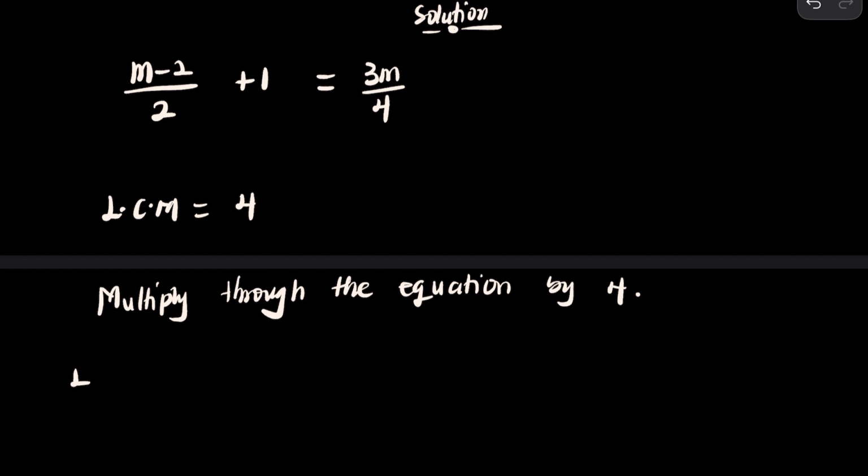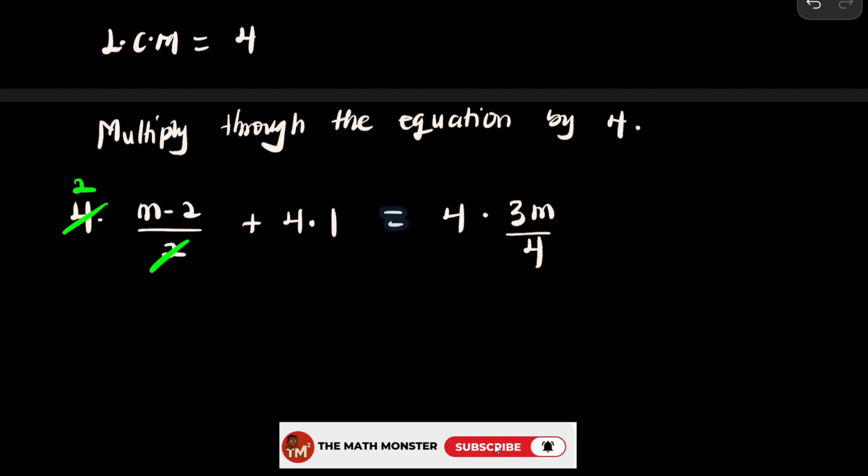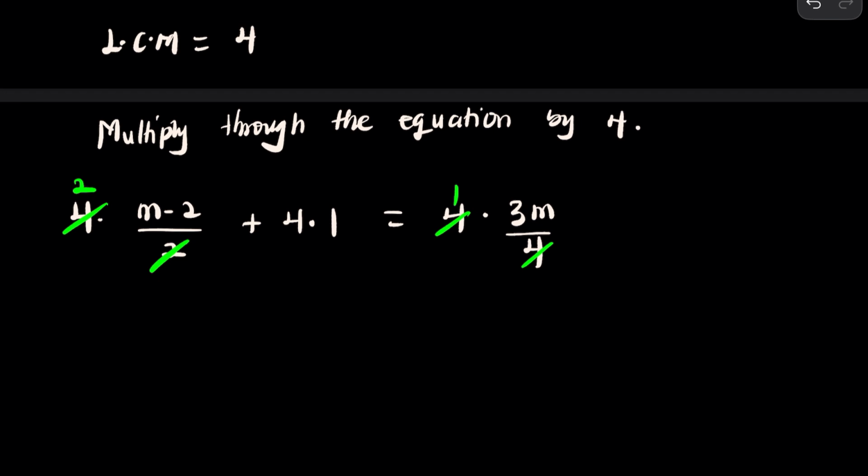So we are going to have 4 times the first term, which is m minus 2 on 2, plus 4 times 1 is equal to 4 times 3m on 4. This will cancel this. So that will be 2. 4 times 1 is 4. And also 4 will go into 4, 1. Thus, we are going to have 2 multiplying m minus 2. That's for this one because here we have 2 times the numerator, which is m minus 2. Then plus 4 times 1 is 4 is equal to 1 times 3m is 3m.